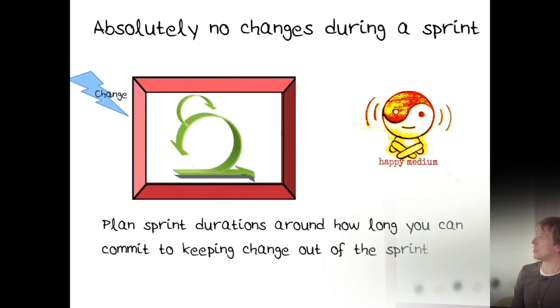And once a sprint has started, there are no changes. None. Completely illegal to make a change after a sprint has started. The product folks can make any changes they want in between sprints, but once they push the button go, they're not allowed to change anything in this sprint.